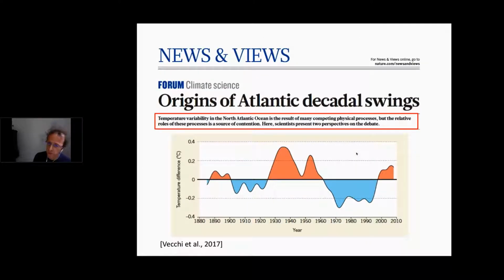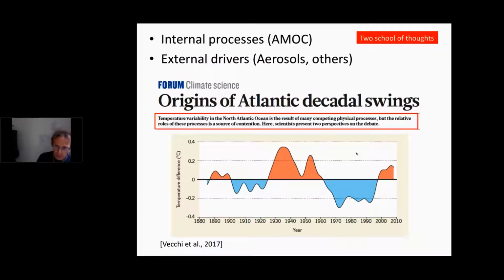About the causes of what determines this signal, there's still an ongoing debate. For a long time, the scientific community has been relating the AMV to internal processes occurring in the ocean, and in particular to the Atlantic branch of the meridional overturning circulation, which is the Atlantic component of the global conveyor belt. But this was an initial school of thought where there were not many other studies.